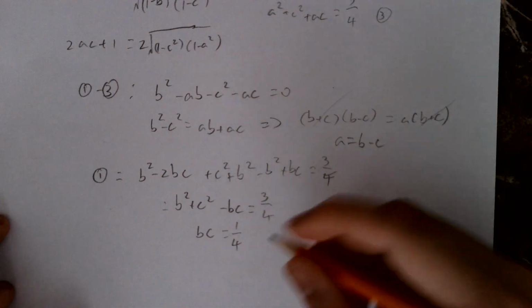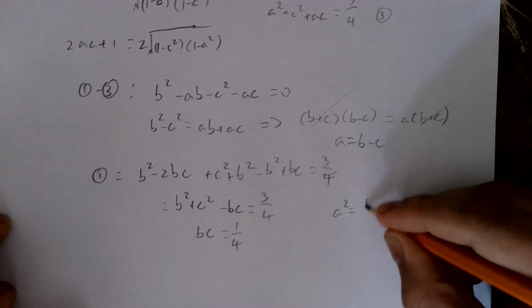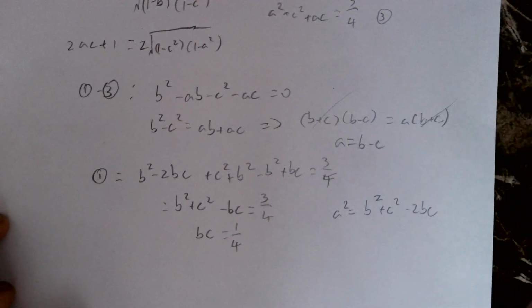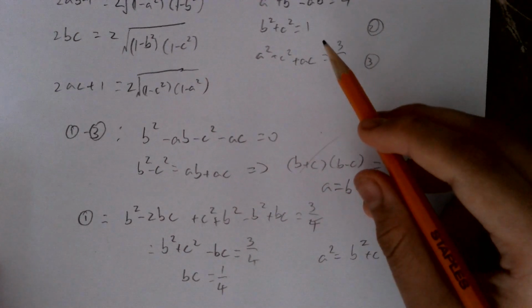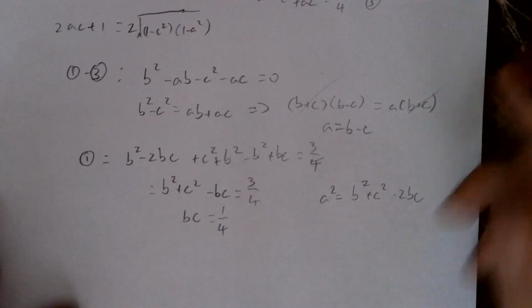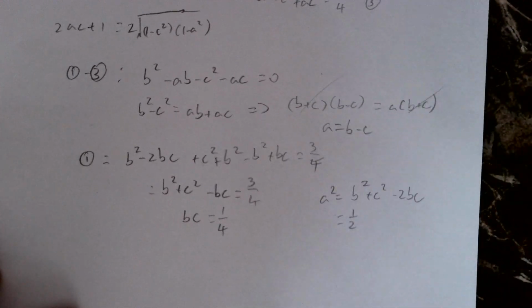Now that we have this, let's square a. So a squared should equal b squared plus c squared minus 2bc. Since we know what bc is, and b squared plus c squared is from the second equation, by plugging these in, we get that a squared should equal 1 over 2.